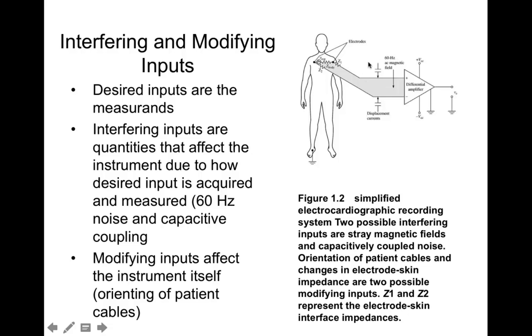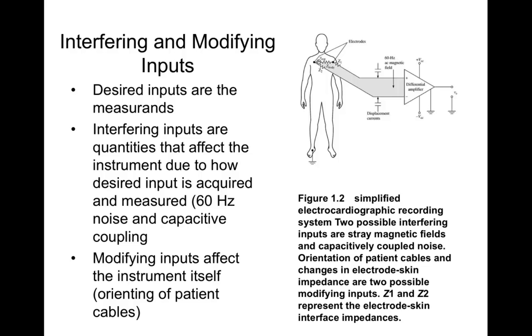You can do some shielding to try to minimize those, and we'll talk about that toward the end of the course, how to do as effective grounding and shielding as you can, but you can't really eliminate them. The modifying inputs are the inputs that affect the instrument itself. So, for example, how you place the cables on the patient. You may not know, but acquiring an EKG or ECG is really important. How the cables are placed, if they're not placed quite right, the way the voltage is picked up is changed, and so you can get things that look abnormal that may not actually be abnormal.